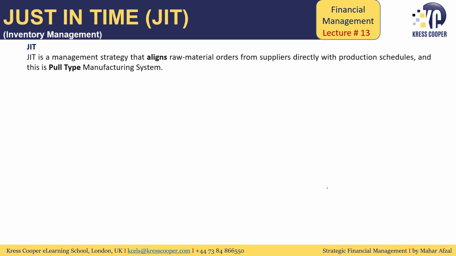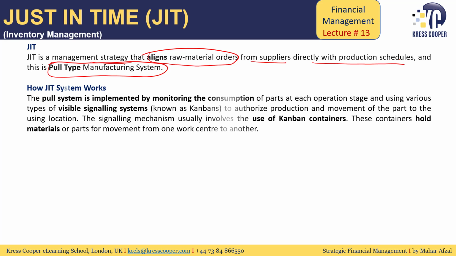So just in time is a management strategy. That is the pull type manufacturing system. Means in just in time, an order will be produced based upon the actual demand. Whenever the demand comes, the order will be produced, and this system aligns production orders along with the demand, then aligns raw material and labor supply based upon the production. So we can say just in time is a management strategy that aligns raw material orders from suppliers directly with the production schedule, and this is the pull type manufacturing system.